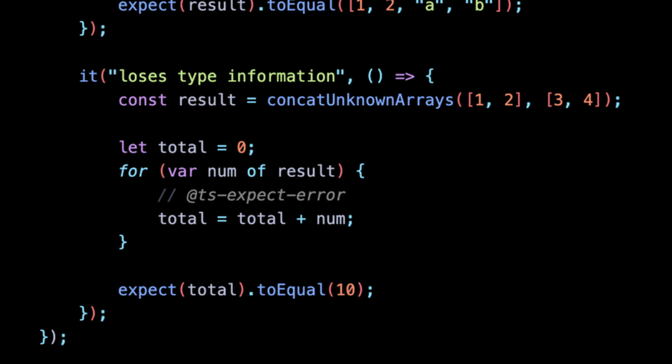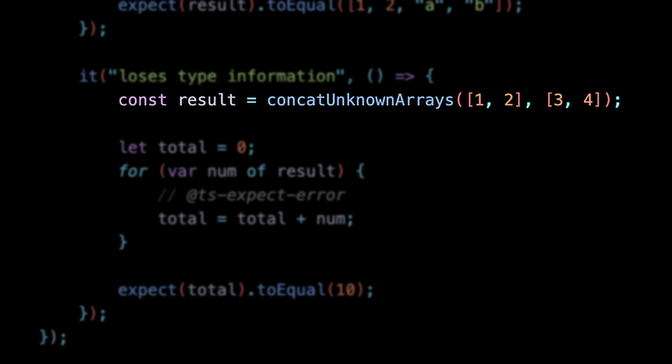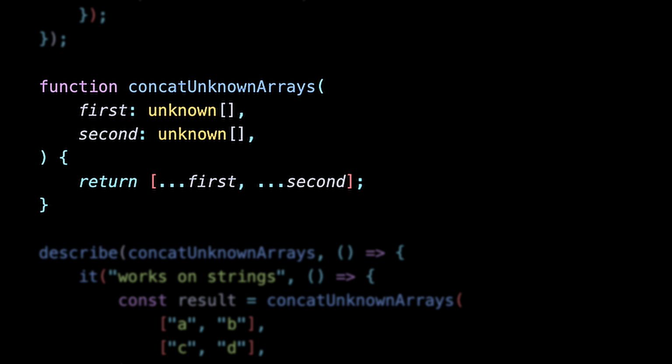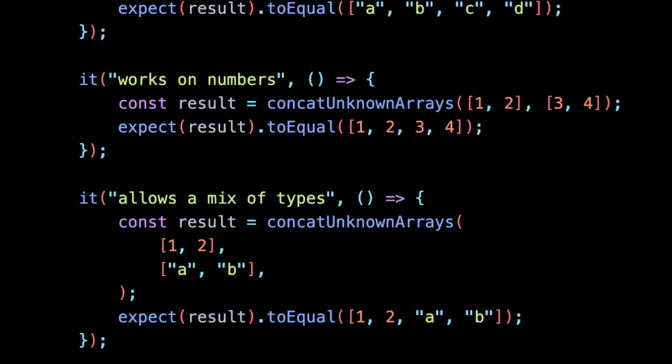The problem is we lose type information. When we pass it two arrays of numbers, we get a result back, and it's an array of numbers. We know that, but TypeScript has lost that information because now it just thinks it's an unknown array. Because our function accepted arrays of unknowns, it returned an array of unknowns. So TypeScript doesn't know what we have anymore.